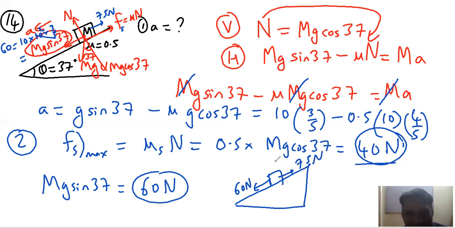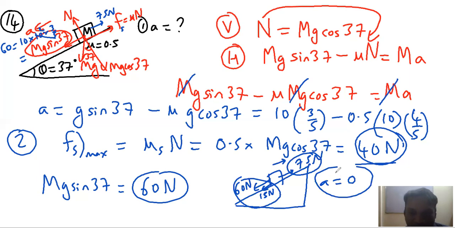Due to this, the tendency of motion will be in upward direction, but there will be static friction in downward direction. If this static friction is 15 Newton, then 75 here and 75 here, so the block will have no acceleration. Applied force is 75 Newton and 60 Newton is downward force. Static friction can act up to 40 Newton, so only 15 Newton is required to stop this body. So in that case, we can say acceleration in the second case will be 0.